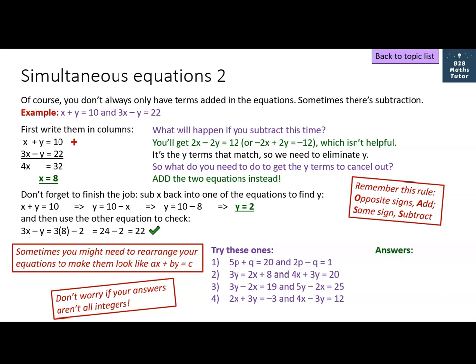Answers then. Number 1, P is 3 and Q is 5. 2, X is 2 and Y is 4. 3, X is negative 5 and Y is 3. And for number 4, X is 1.5 and Y is negative 2. If you're happy with those, you can end this video here. If you'd like to see how those answers were worked out, keep watching and I'll do them on the whiteboard.